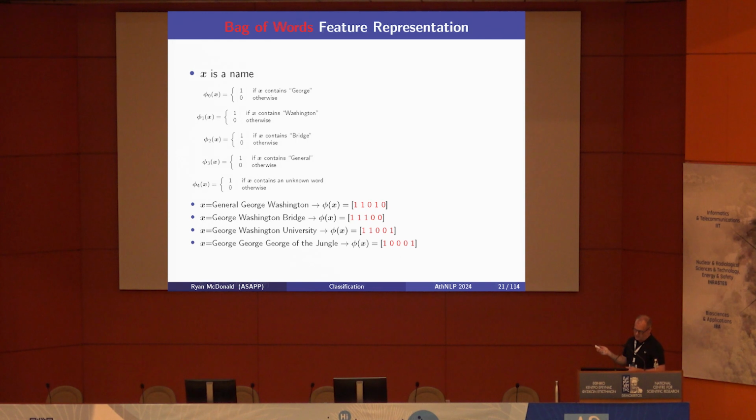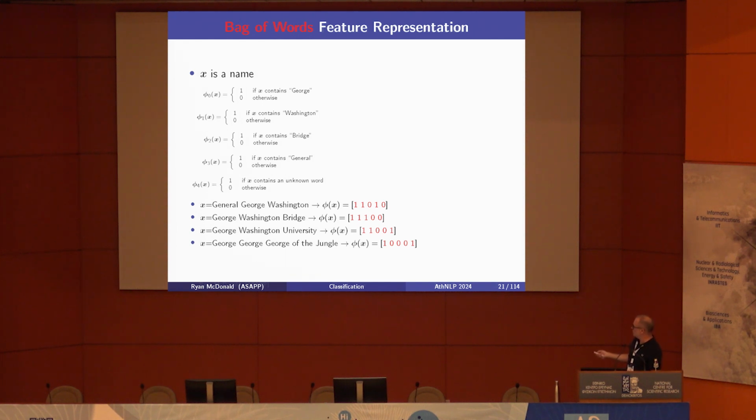General George Washington is pretty easy. I see general, which is the fourth feature, so I set 1 here. George Washington are the first 2 features. I set it there. George Washington Bridge is also quite easy. The first 3 features are on: George Washington Bridge, 1, 2, 3. The others are 0. George Washington University, well, George Washington here. University I haven't seen before. It's not in my vocabulary, which is essentially these 4 known words here. So I fire on the unknown word.